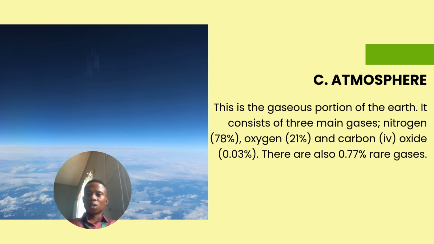That will now take us to the atmosphere. The atmosphere is the gaseous portion of the earth, which consists of three main gases. We have nitrogen, oxygen, and carbon dioxide. And all these have their percentage compositions, with nitrogen 78%, oxygen 21%, and carbon dioxide 0.03%. Water vapor and rare gases cannot be left out, with a percentage composition of 0.97%.